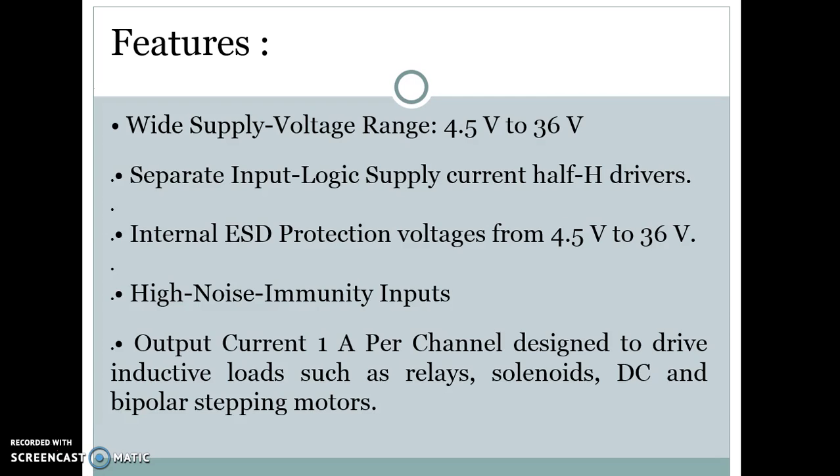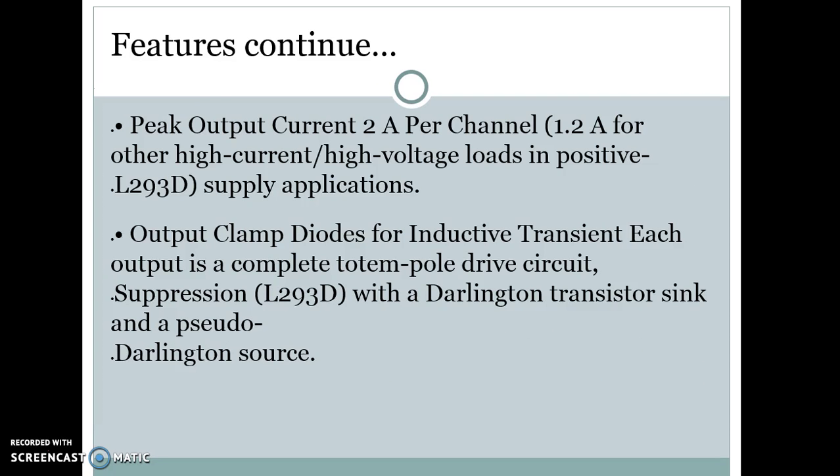Features: wide supply voltage range from 4.5 volt to 36 volt. Separate input logic supply. Internal ESD protection. High noise immunity inputs. Output current 1 ampere per channel, designed to drive inductive loads such as relays, solenoids, DC and bipolar stepping motors. Peak output current 2 ampere per channel. Output clamp diodes for inductive transients. Each output is a complete totem pole drive circuit, with Darlington transistor sink.